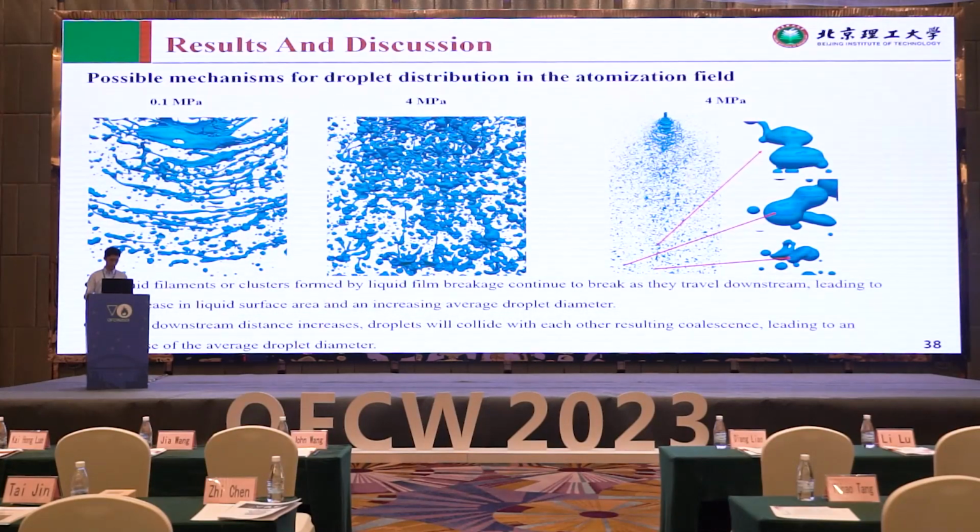Liquid filaments or clusters formed by liquid film breakage continue to break as they travel downstream, leading to a decrease in liquid surface area and an increasing average droplet diameter. As the downstream distance increases, the droplets will collide with each other and coalesce, leading to an increase of the average droplet diameter.